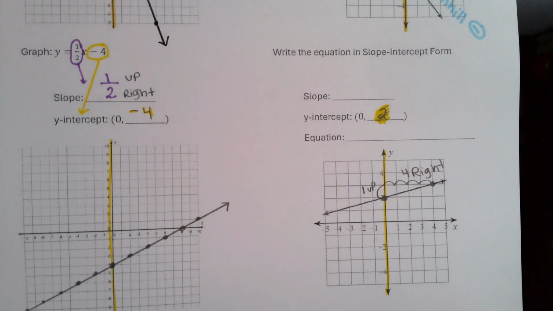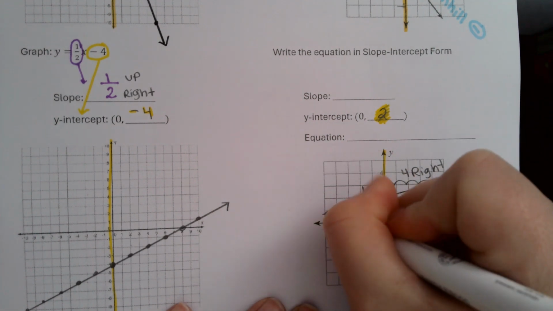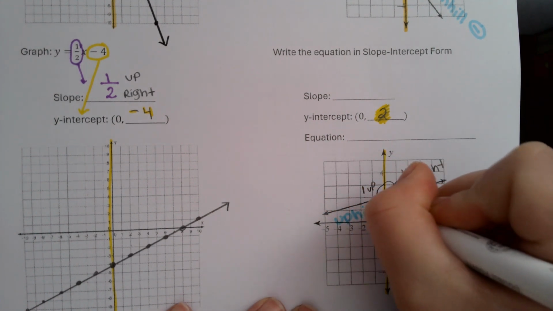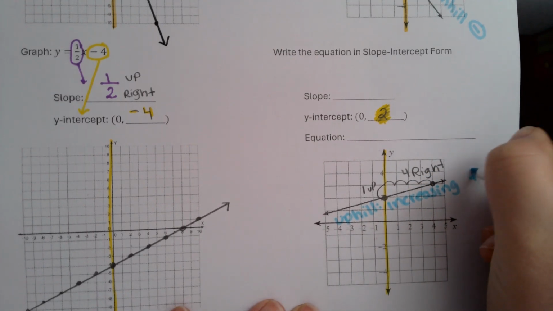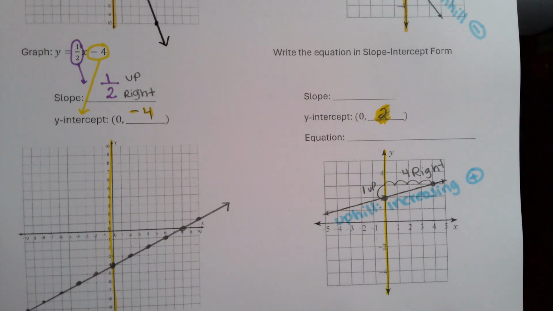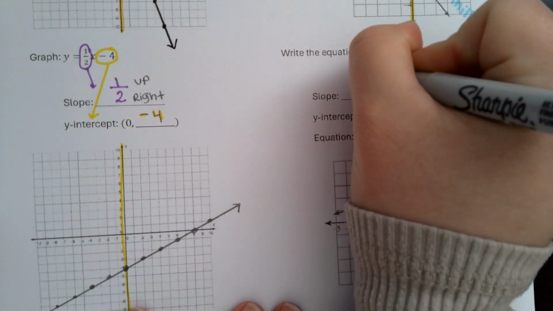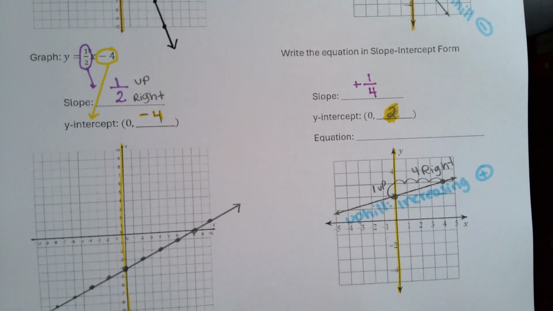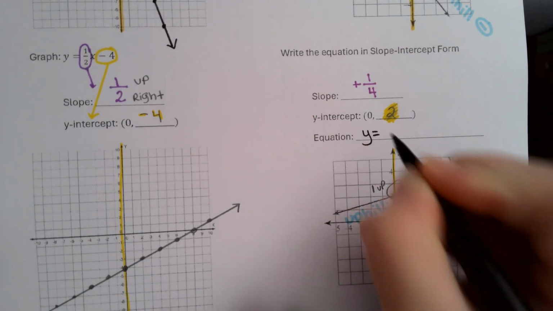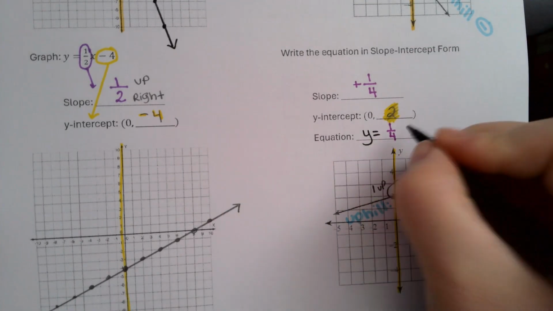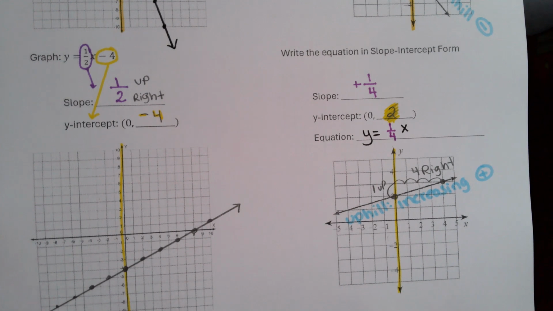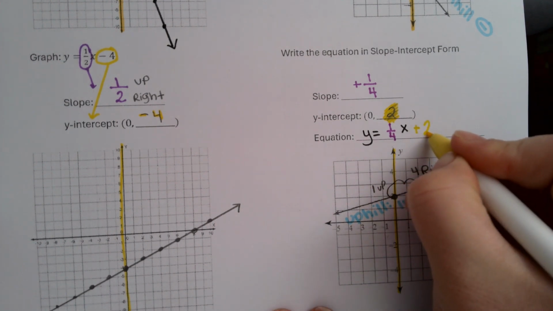You have to ask yourself, is this an increasing or a decreasing line? In this case, we are going uphill. So it is increasing, which means our slope is going to be positive. So that means I have a positive 1 up, 4 to the right. And now we write our equation. Y equals mx. M is your slope, so positive 1/4 x. And then we got our y-intercept, which was a positive 2.